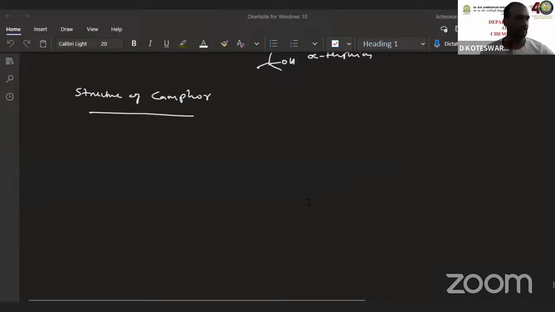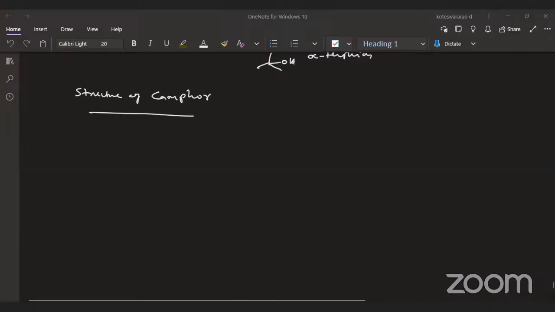Okay, let's start the class. Okay, already late. Sir, which chapter, sir? Yesterday's lessons continuation. Structure of camphor.